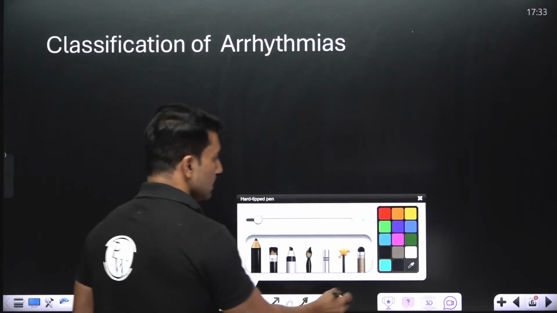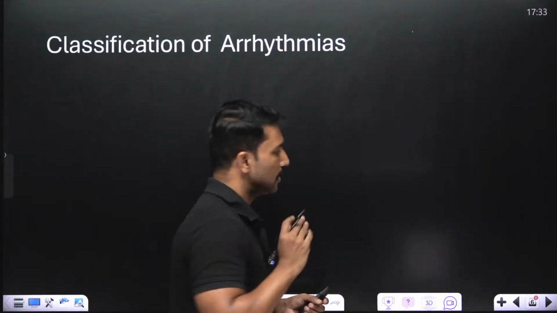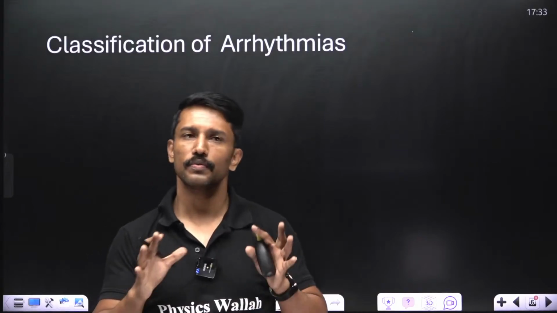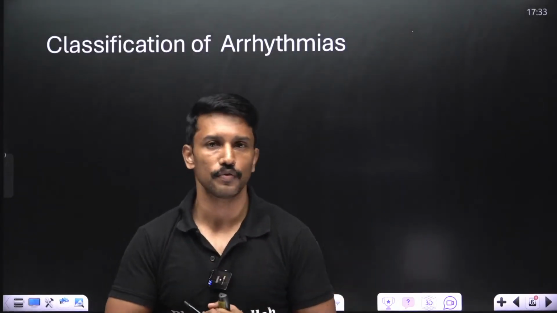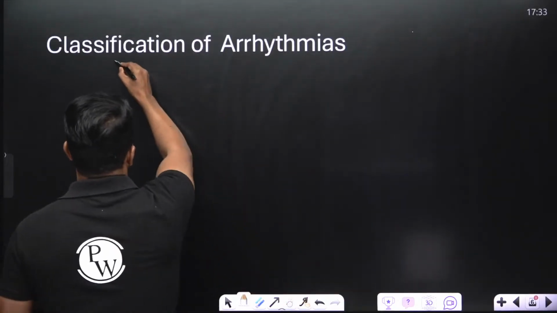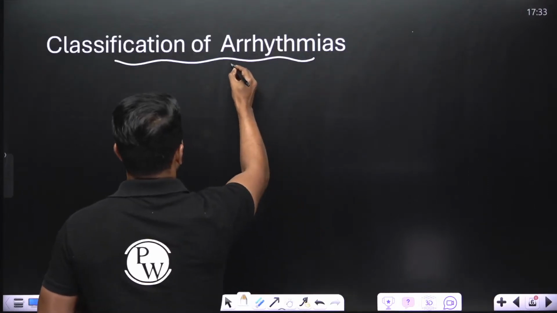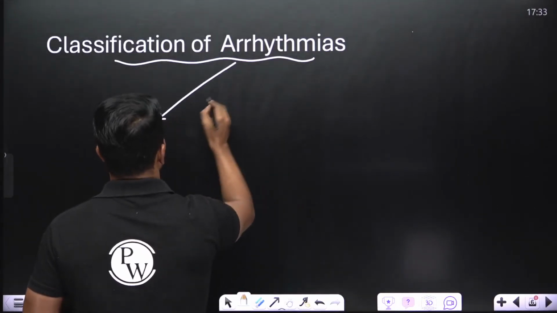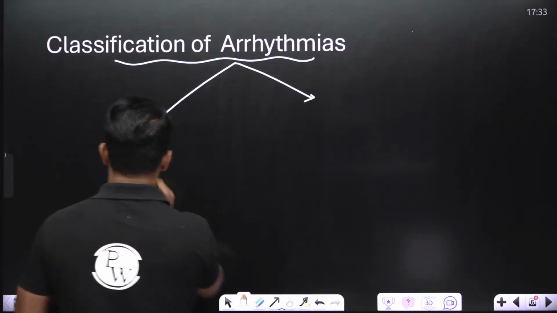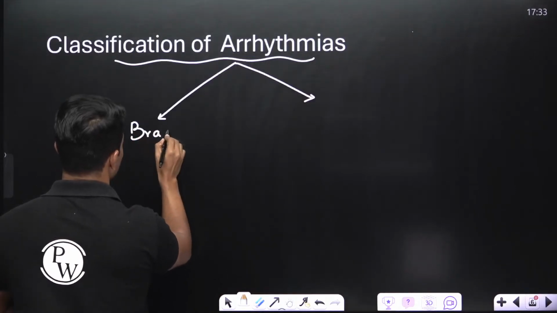Now today we will discuss a little bit about the classification of arrhythmias, and then in the next session, that is tomorrow, we will discuss the ECG recognition of arrhythmias. Okay. So classification of arrhythmias. The arrhythmias can be classified, as we have already discussed, as bradyarrhythmias and tachyarrhythmias.